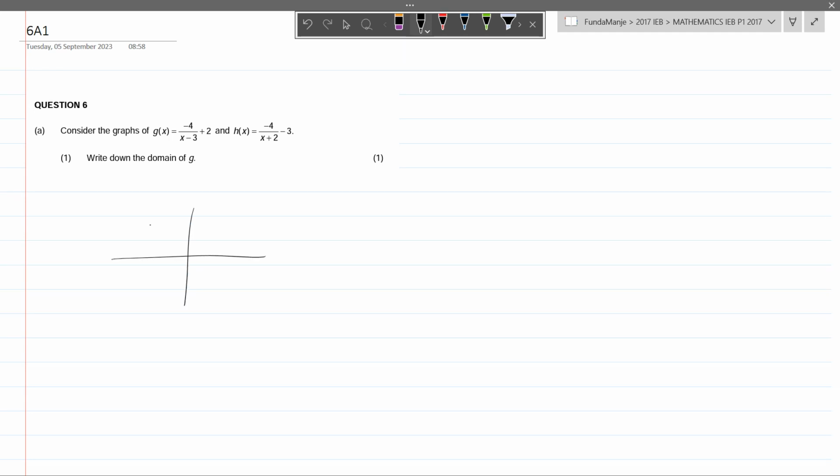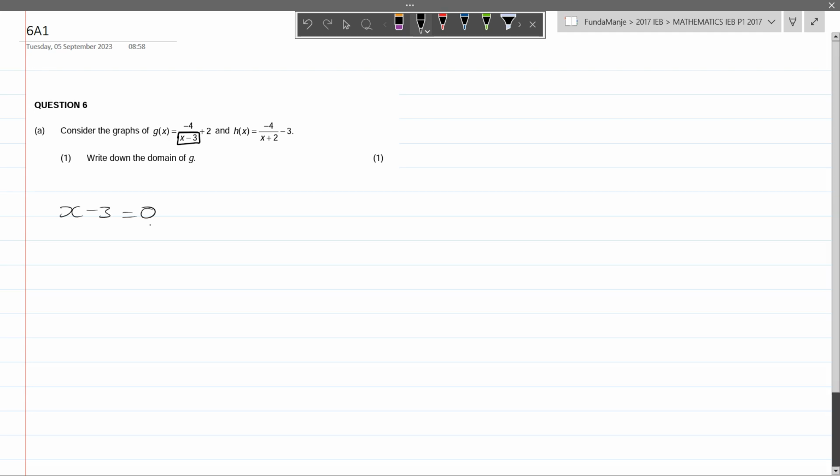Now, one thing we know about hyperbolas is that they always have two asymptotes, an x asymptote and a y asymptote, and these asymptotes can be shifted around, and we can determine these asymptotes from the equation or the general equation of a hyperbola. And the x asymptote is always the value underneath the fraction. So x minus 3 is equal to 0.